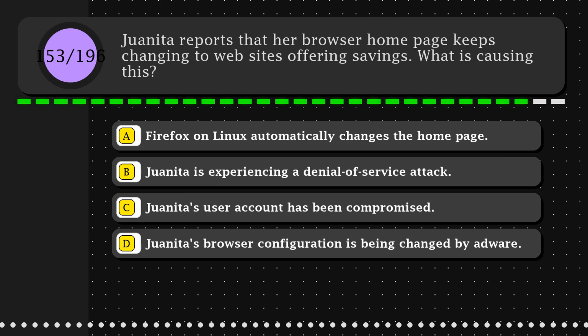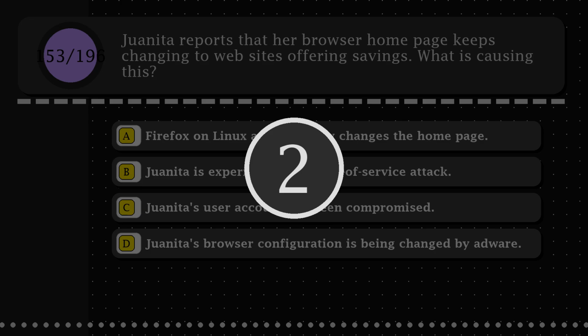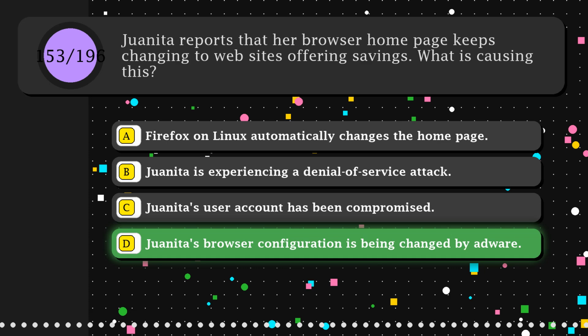Question 153. Juanita reports that her browser homepage keeps changing to websites offering savings. What is causing this? Option A, Firefox on Linux automatically changes the homepage. Option B, Juanita is experiencing a denial of service attack. Option C, Juanita's user account has been compromised. Option D, Juanita's browser configuration is being changed by adware. The correct answer is option D. Juanita's browser configuration is being changed by adware.